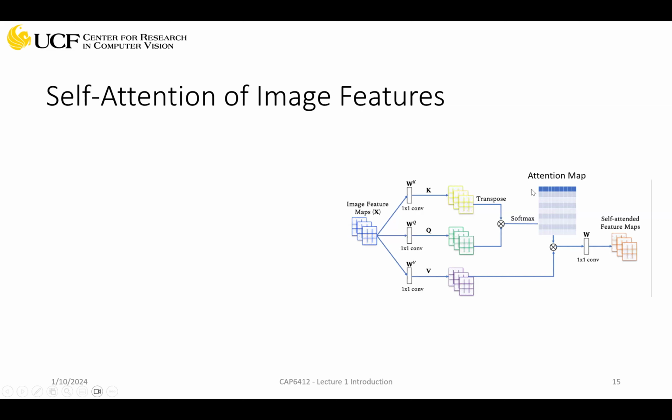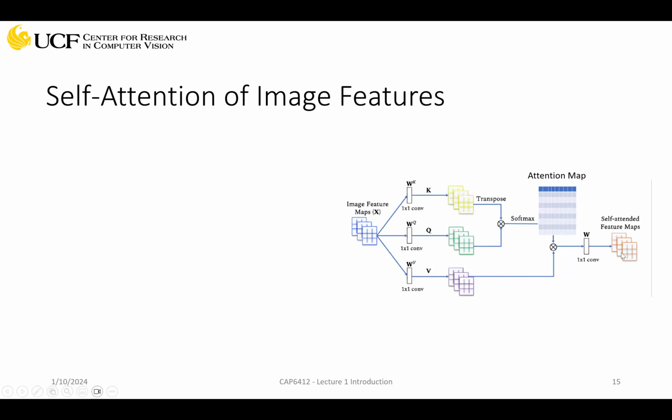Okay, so it's the first token, second token, third token, up to the ninth token, and this says how much attention the first token has to itself, then the second token, third token, fourth token, up to the ninth token. So this is the attention map. We'll take the attention map and multiply it with V, and after that we'll do one more 1-by-1 convolution and get this.